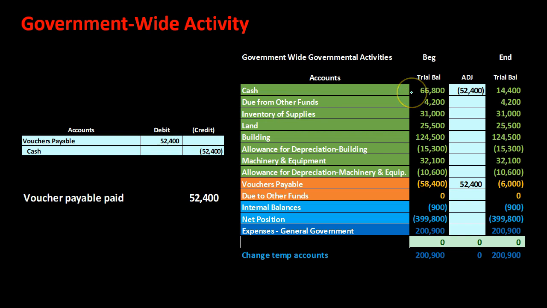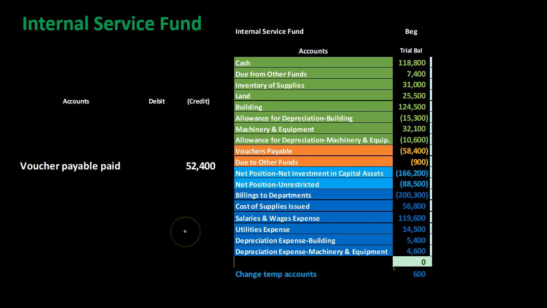If we post it out, we've got the 66,800 minus the 52,400, bringing us down to 14,400. And then the vouchers payable at 58,400 minus the 52,400, bringing us down to 6,000 for the vouchers payable. Recall vouchers payable is similar to accounts payable in a for-profit type of organization.